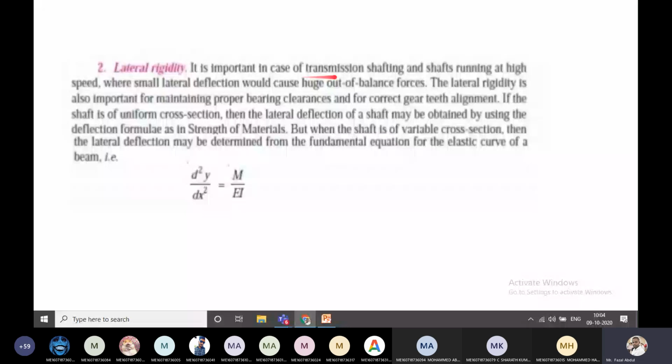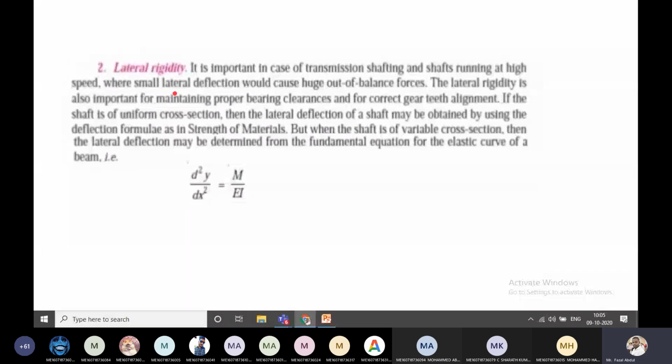Because of the pulleys or gears mounted on the shaft, and because of the imbalance of the gears or pulleys, the shaft is going to vibrate laterally. When the shaft rotates at high speed, lateral deflection or lateral vibration takes place. These deflections you have already studied in the strength of materials subject.